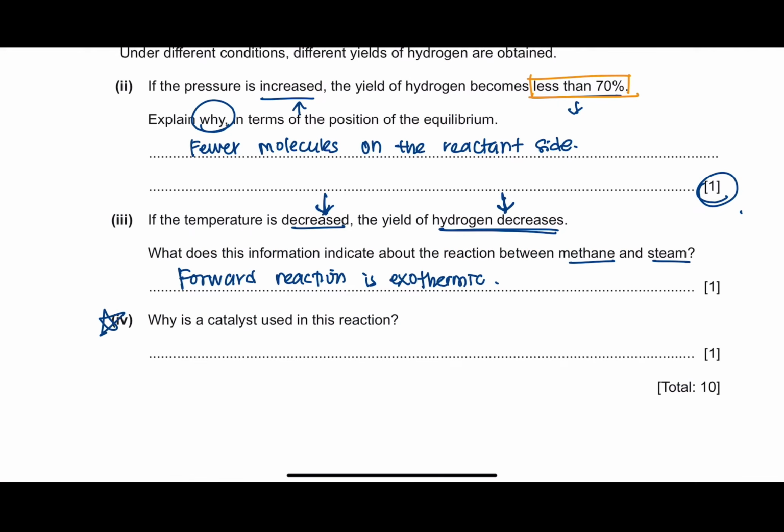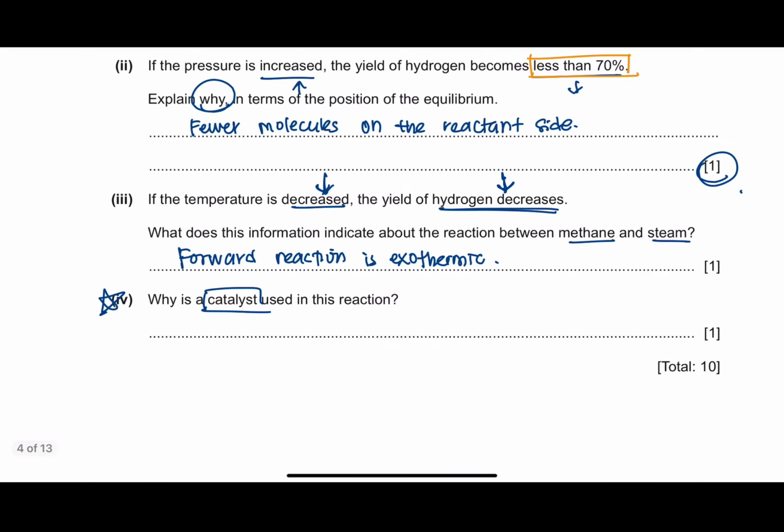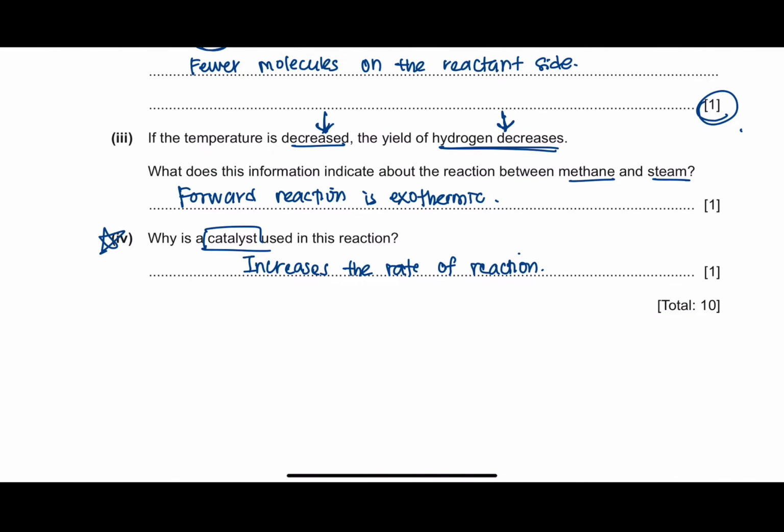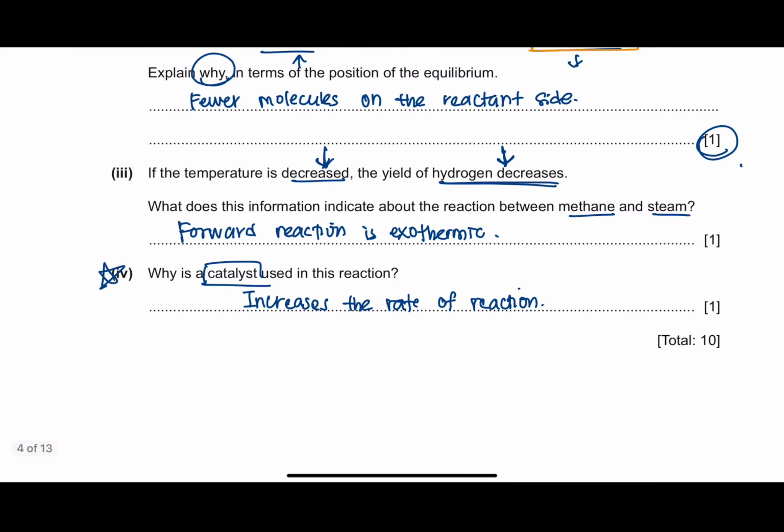Now this question is regarding the rate of reaction and what a catalyst is used for in this reaction. A catalyst is a substance that speeds up a chemical reaction without changing the amount of the substance itself. So if they ask you why, you could just simply say that it increases the rate of reaction.